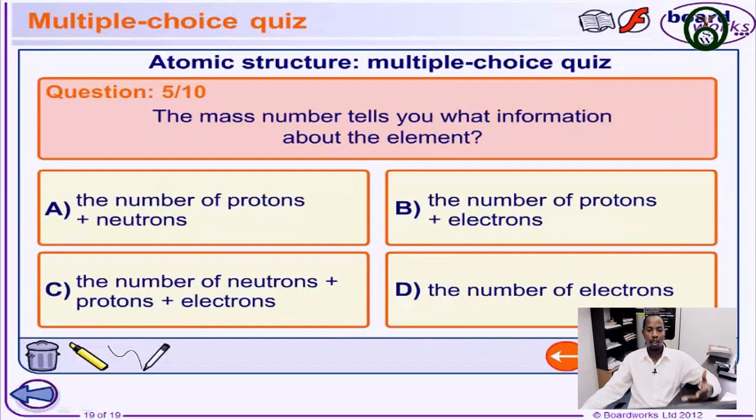What of the mass number? The mass number tells you what information about the element? What does it tell you? The number of protons plus the number of neutrons. That's right, that's great. Now we move to another question.